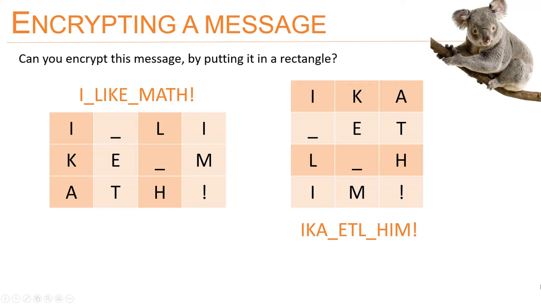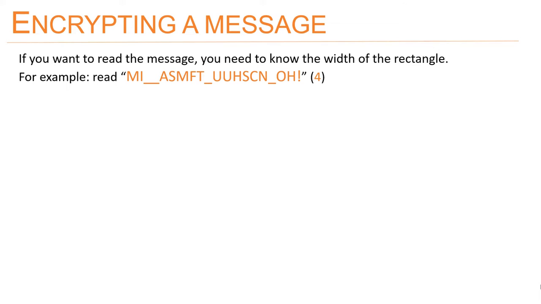Now, of course, we also want to be able to read a message that our friend sends us. To read a message, we're going to put it in a rectangle as well. And we need to know how wide that rectangle is. So maybe my friends and I have agreed that we will always use rectangles that are 4 letters wide. So the key is 4. And then I get this message from them.